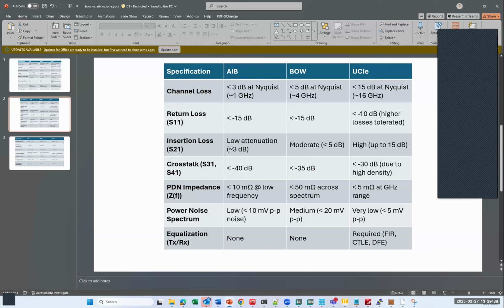The PDN impedance, this is really more of a guideline. I don't think this is explicitly called out in the spec. This will be highly dependent on the max current and noise tolerances per die. But in general, this is what we're seeing: target less than 5 milliohms for UCIe type of channels, which is fairly aggressively low for a PDN, but it can be achieved with some difficulty.